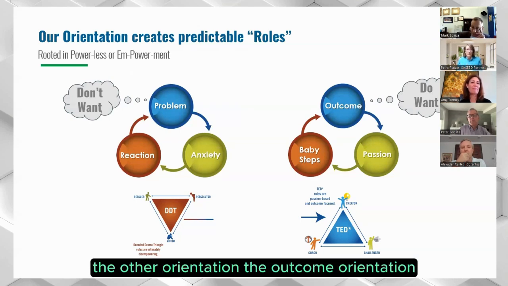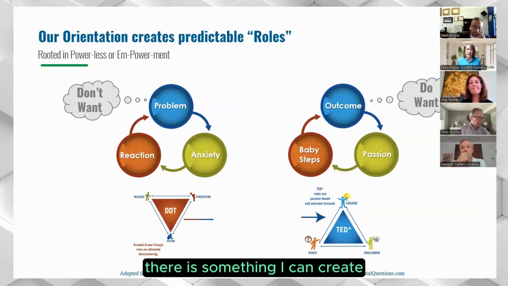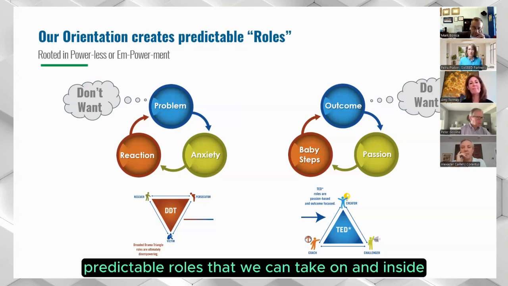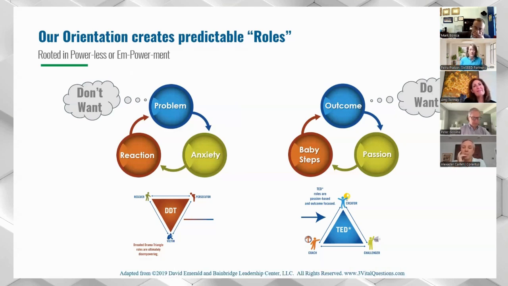The other orientation, the outcome orientation, is also called a creator orientation because it's rooted in this mindset of there is something we can choose. There is something I can create, no matter what the context. And each of these then has, again, predictable roles that we can take on in our own internal chatter as well as with others.